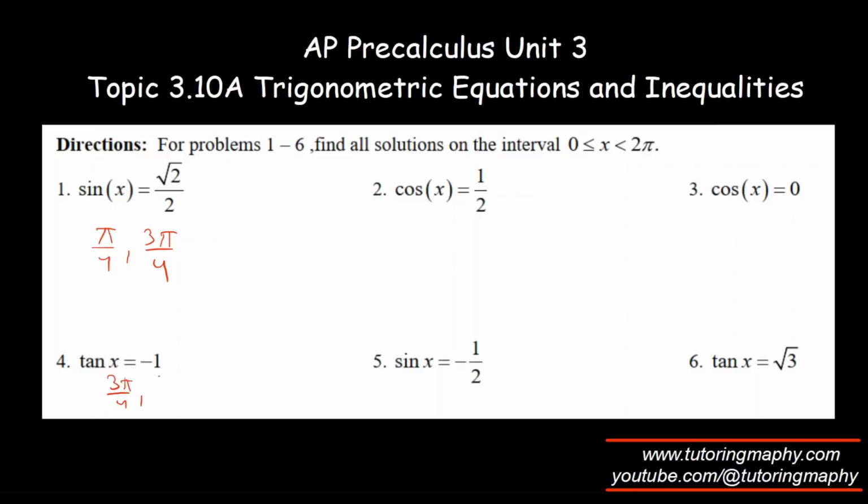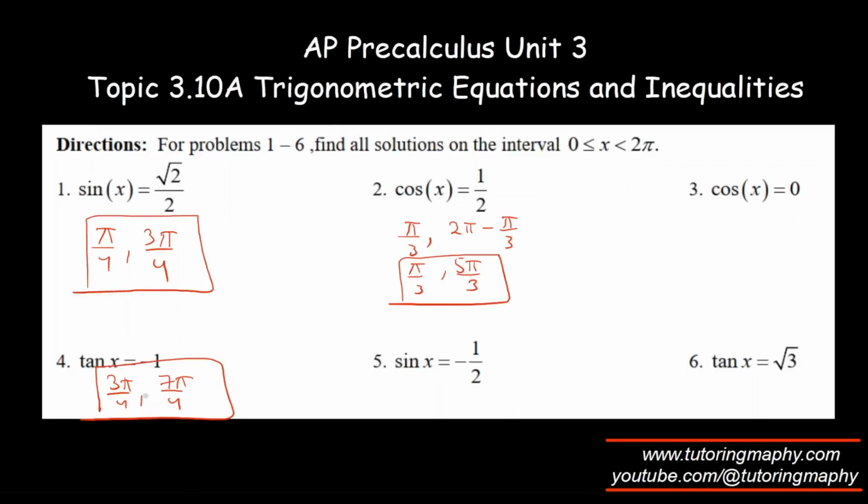If you understand this, you should be able to solve all such questions. So cos x equal to 1 over 2. 1 over 2 is at pi over 3. Cos is positive in quadrant 1 and quadrant 4. And the quadrant 4 swing will be 2 pi minus pi over 3, which is 5 pi over 3. So pi over 3 and 5 pi over 3.